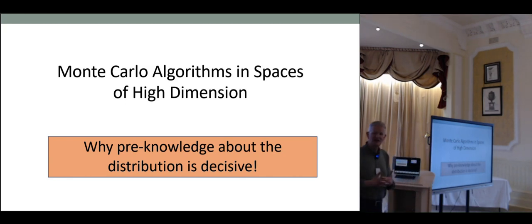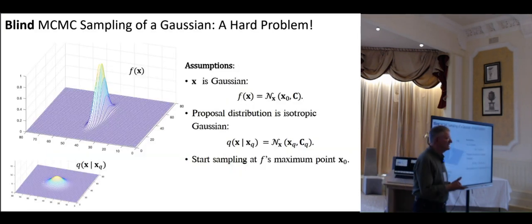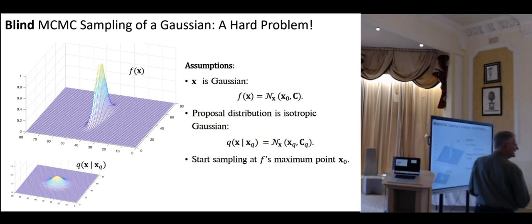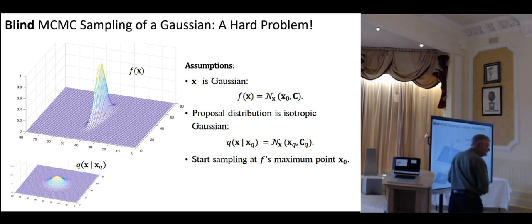So let me first try and show you something that is apparently easy, and this is to sample a Gaussian, something you would probably never do. I mean, why should you sample a Gaussian? But let's try anyway. You would expect that if you do it, it will be finished before dinner. But I'll show you that it's not that simple.